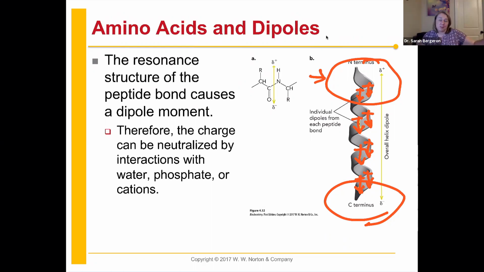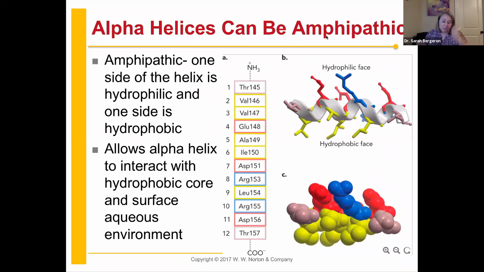There's another way that you can neutralize the charge, and that's through interactions with other things, right? So things that are not inherent in the protein itself. For example, water is polar, so it can interact, as can phosphate, cations, anything that's charged. So what a lot of times ends up happening is that the N terminus or the C terminus is going to end up on a surface of the protein so that it can interact. If it's a partially charged N terminus or a partially charged C terminus, it's going to interact with the environment because it's charged. So that's kind of interesting.